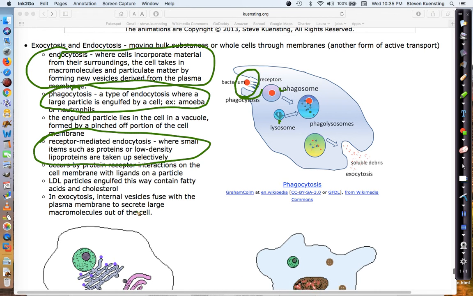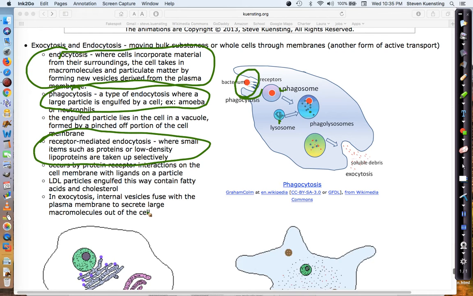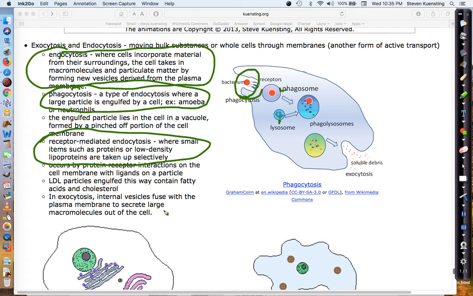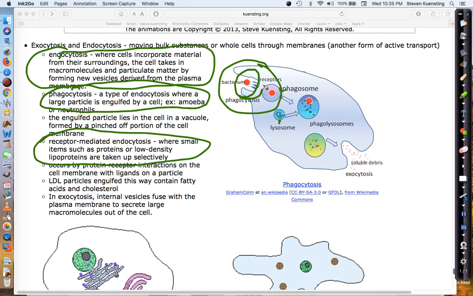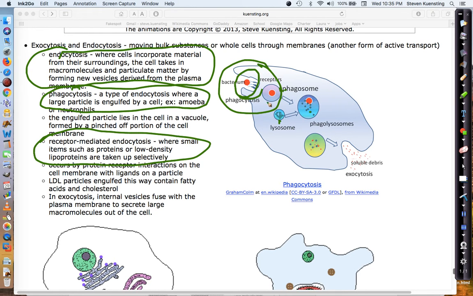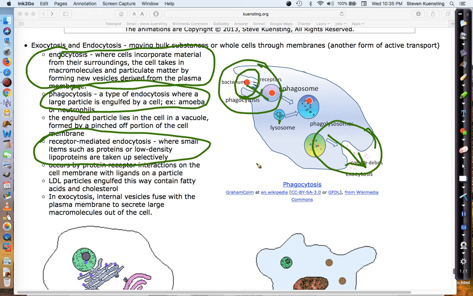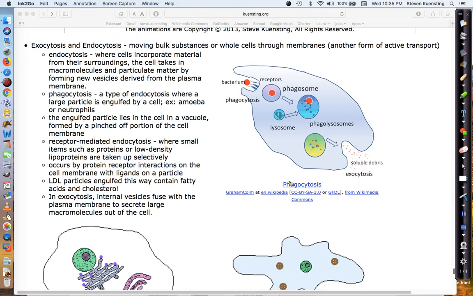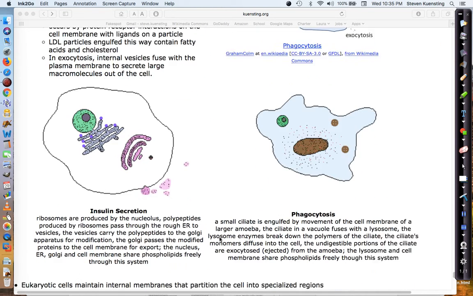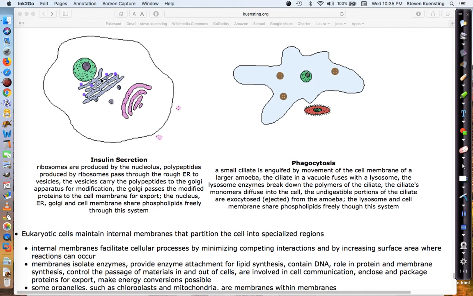In exocytosis, which is the opposite of endocytosis, materials are ejected. This is showing endocytosis, specifically phagocytosis on this side, and on this side is exocytosis. Materials are being ejected. On these two animations down below, we have exo and endocytosis being animated. On the left, we have exocytosis.